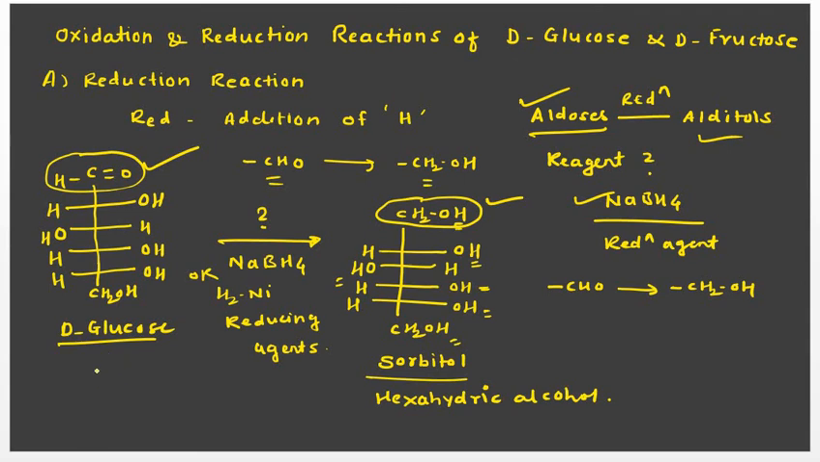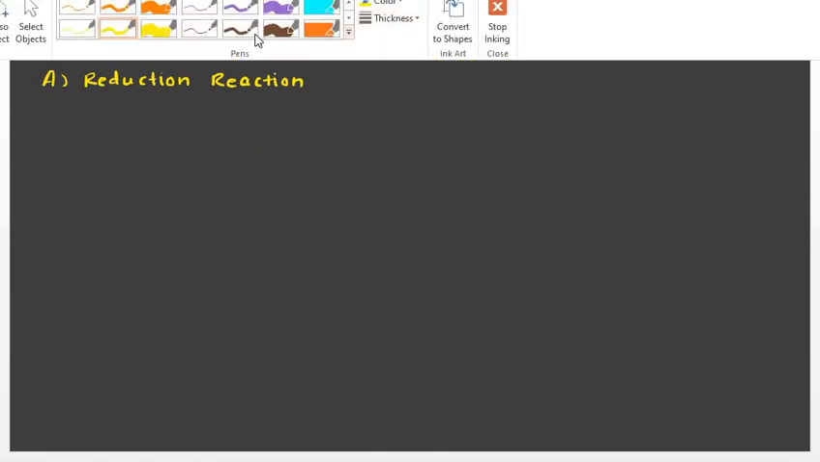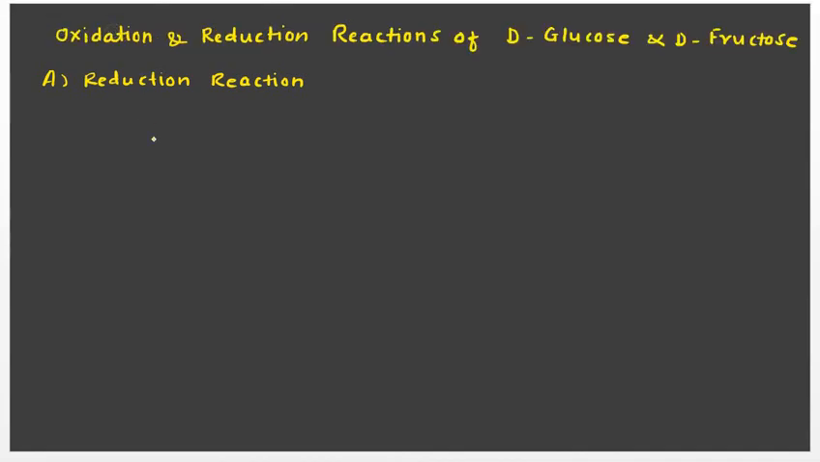Now we will see what will happen if we reduce D-fructose. Consider the reduction of fructose. Just now we have seen the reduction of D-glucose. Now we will see how we can reduce D-fructose. First of all, I will write the structure of D-fructose.